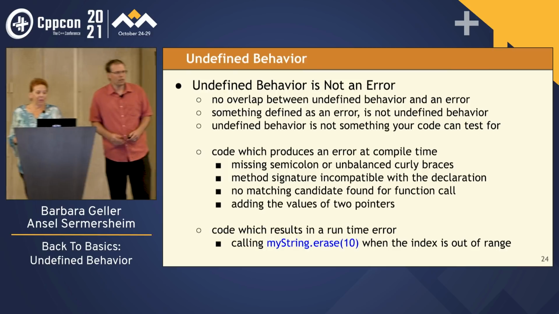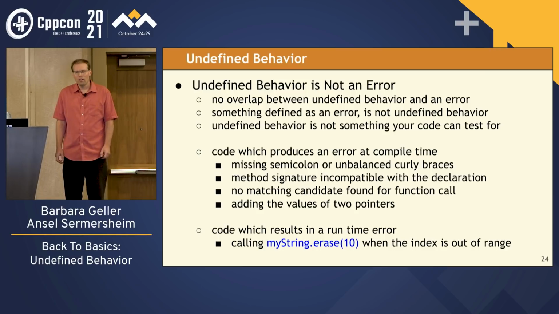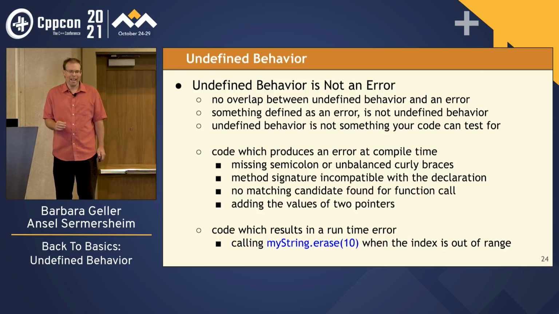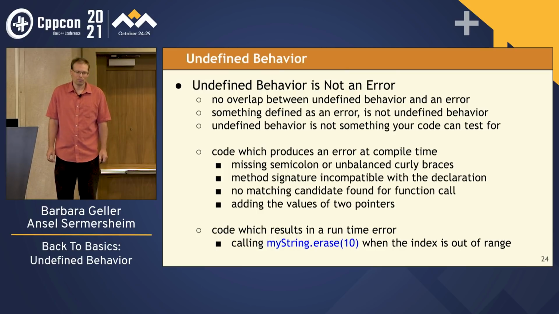So that brings us to our next thought. Undefined behavior is not an error. In the past, we've referred to this as UB. It's not an error. It's not treated as an error. It's not considered an error. Because an error is something you can test for.